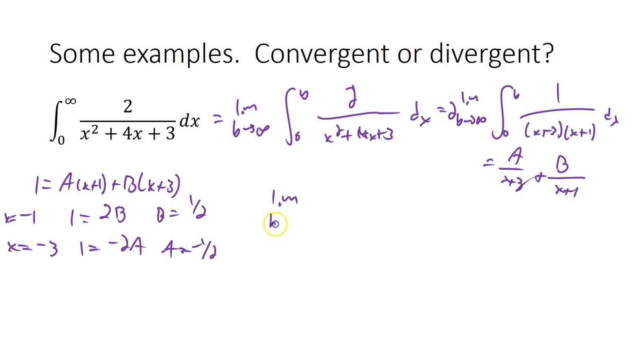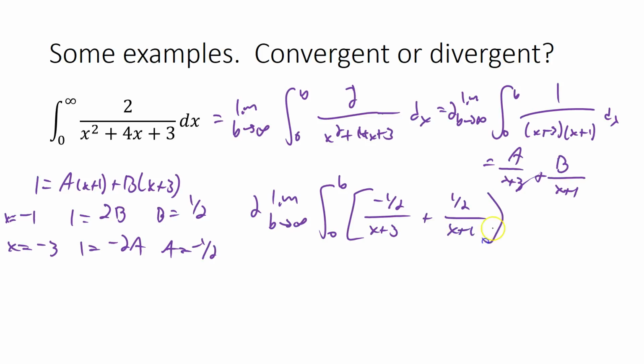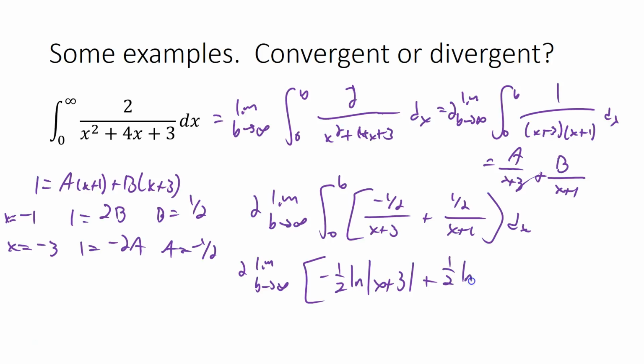So we have limit as b approaches infinity, 2 in the front, integral from 0 to b of negative 1/2 over x plus 3 plus 1/2 over x plus 1. Now, thank goodness we have no chain issues, so we can just do a natural log here. So we have 2 limit as b approaches infinity of negative 1/2 ln absolute x plus 3 plus 1/2 ln absolute x plus 1. Now, that is from 0 to b.